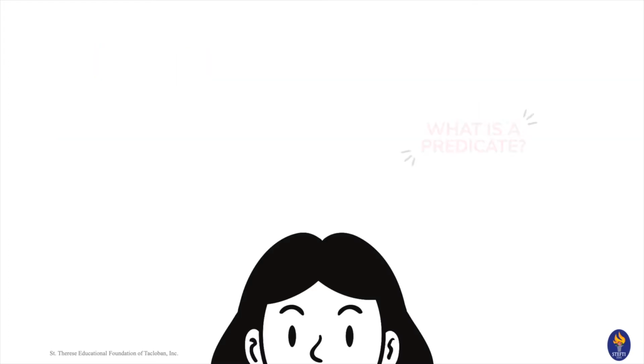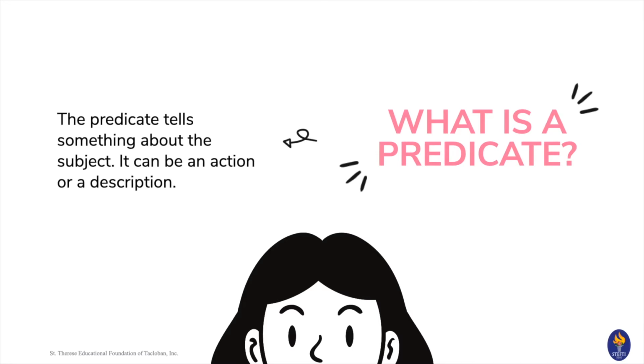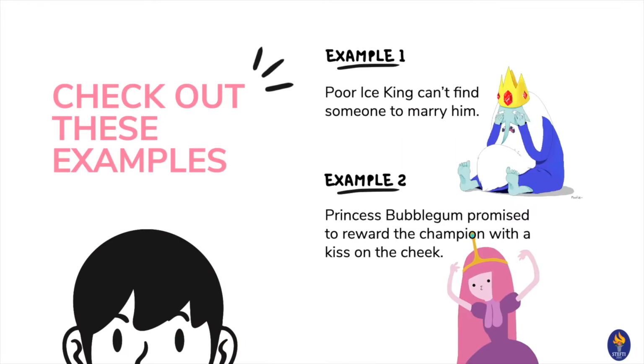Let's go to the second part of the sentence, the predicate. It tells what the subject does or is, which makes it the telling part of the sentence. The predicate is the main verb and its auxiliaries. Take a look at these sentences.